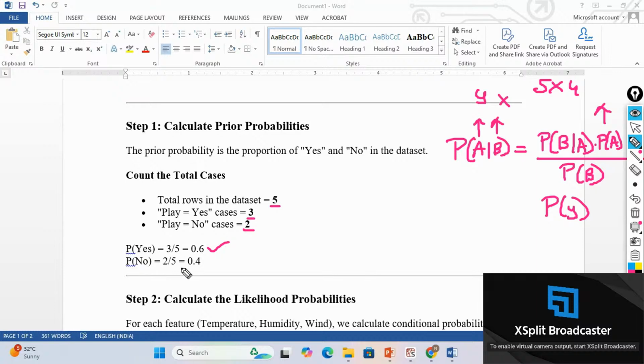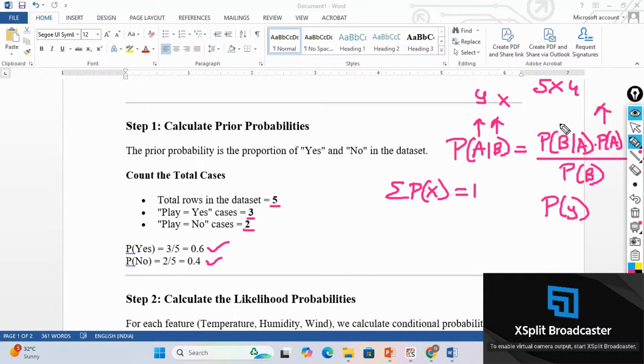Then probability of no will obviously be 0.4. Why? This was already communicated. Summation of all the probabilities will be 1. So if this is 0.6, that should be 0.4. Simple. So the prior probability is calculated? Yes. So we are done with the prior probabilities. What is the next step?